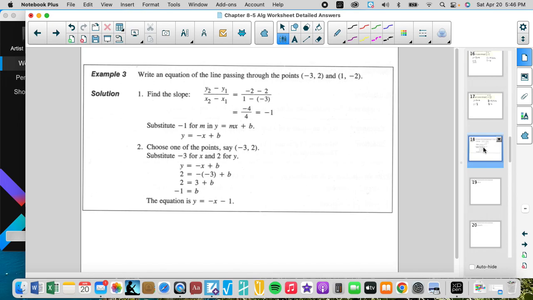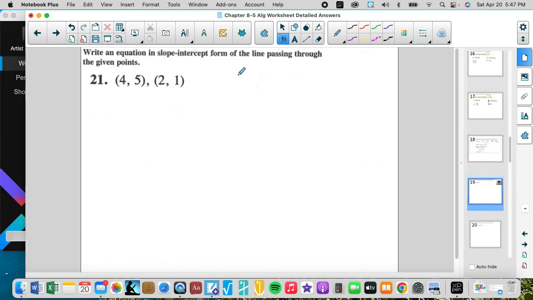Okay, example number 3. Now they just give you 2 points. So remember, if we're going to fill it in for slope-intercept, we have to find the slope and the y-intercept. Since we're not provided the slope, we're only provided 2 points. We're going to do x sub 1, y sub 1, x sub 2, y sub 2, and then calculate the slope, plug it in, and then plug in one of these two x and y's, and then solve for b. So the first step is find the slope.